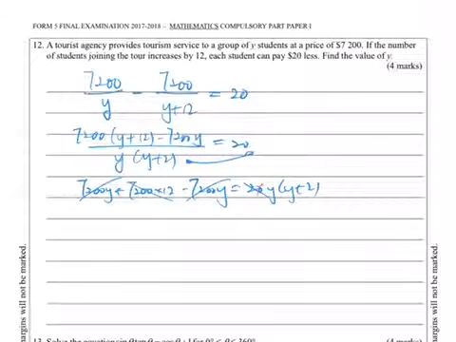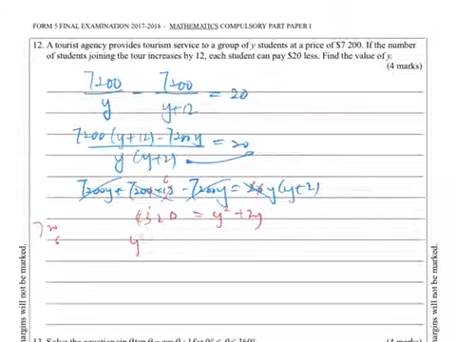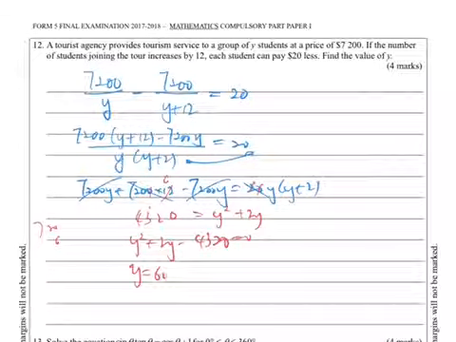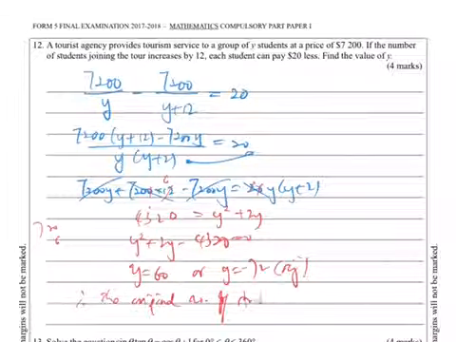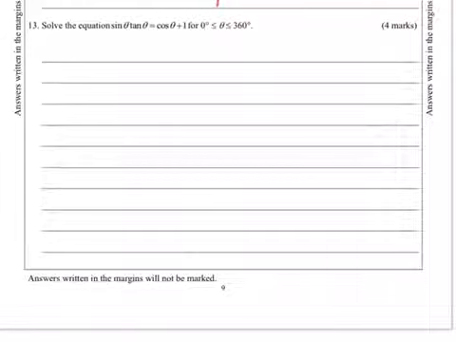So 0 cancels 0. 2 into 6. So 720 times 6 is 4320, equal to y squared plus 12y. So we arrange to have a quadratic equation like this. Use your calculator. You will have these two answers, and the negative should be rejected because y represents the number of students. So therefore, the original number of students is 60.